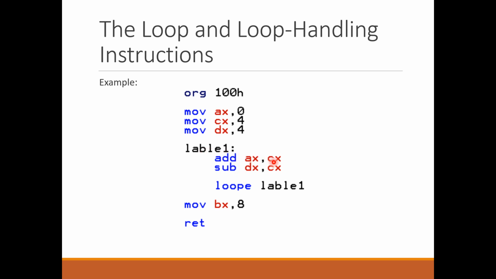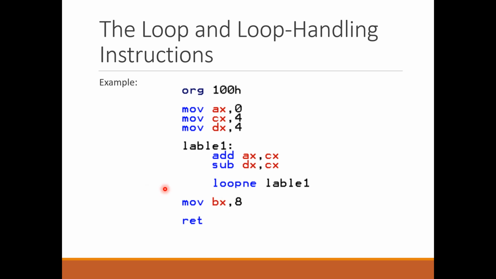4 plus 3 is going to be 7, and dx was 0 because we already subtracted cx from dx, and it was 4. 4 minus 4 is going to be 0. So 0 minus 3 at this time, the result is going to be minus 3, and the zero flag is going to be 0, and the loop is going to be stopped, and it comes to the part after the loop. So we are moving this value to the bx, so the value of ax is becoming 7.